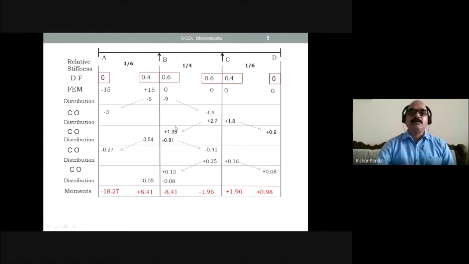Then again you draw one line. Again you go for the carryover of this moment. Half of this moment will carry over to this side, plus 1.35, and here also half of this moment will carry over to this side, plus 0.9. This is the carryover of the moment. Then once again you have to go for the distribution or balancing.